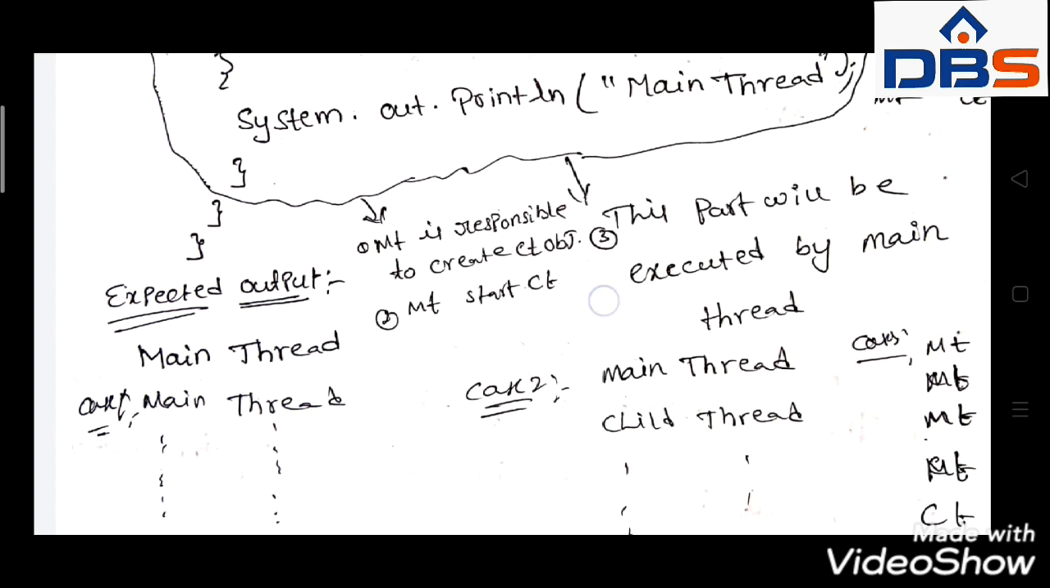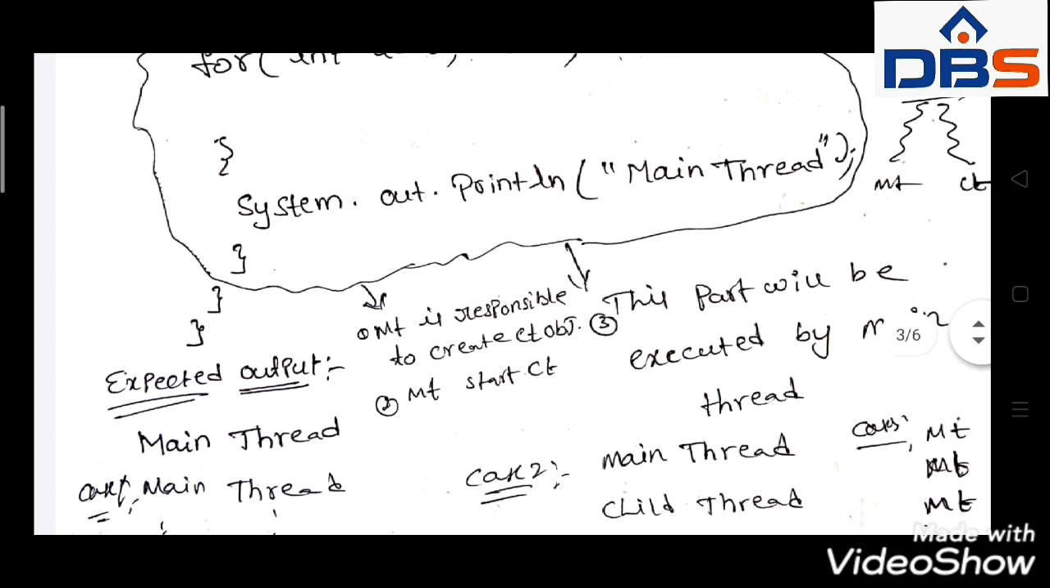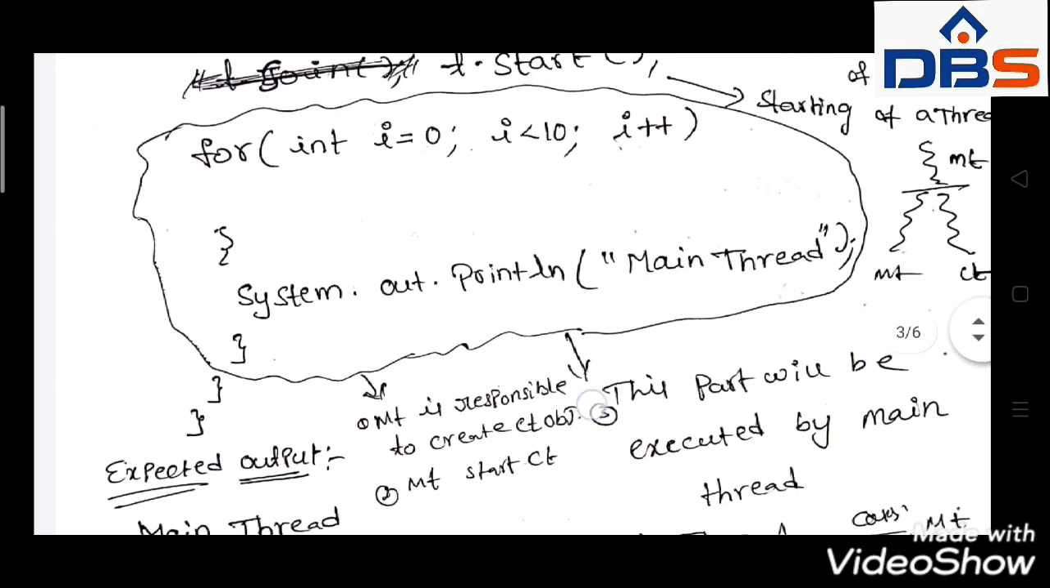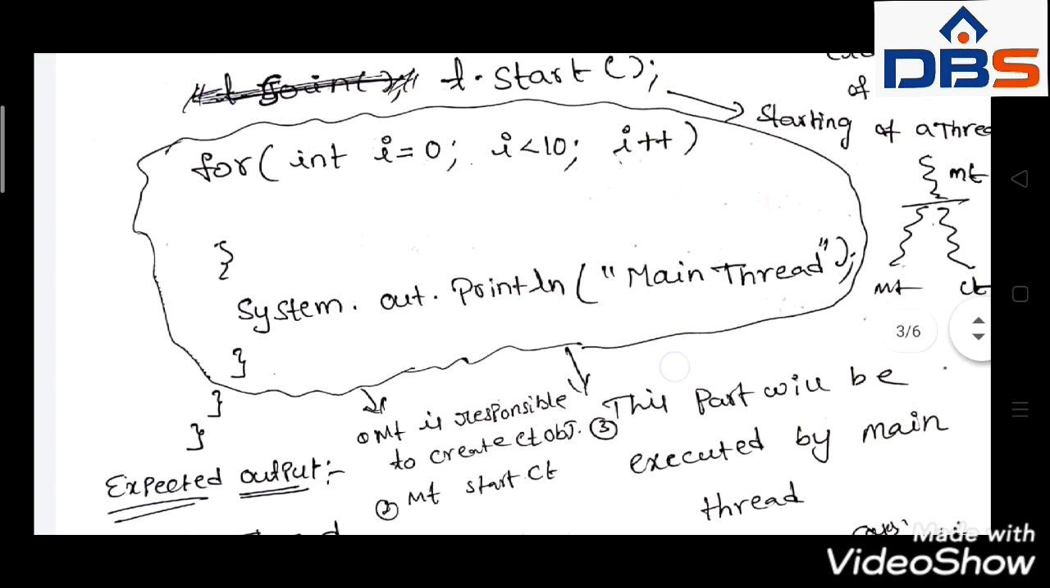responsible to create an object, and second one is main thread starts the child thread. What is the main thread? My thread is called as main thread. So main thread starts what? Child thread. What is the t.start()? Here the child thread is going to start an execution.